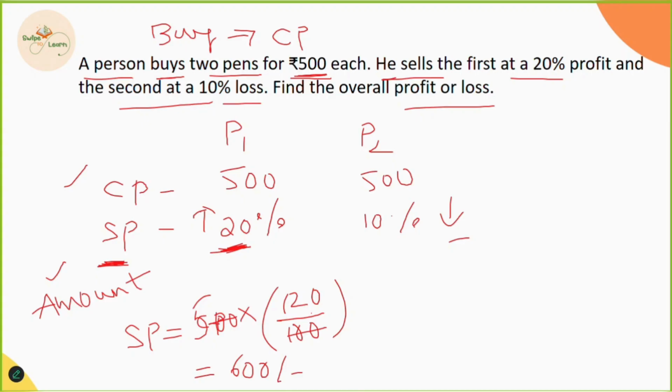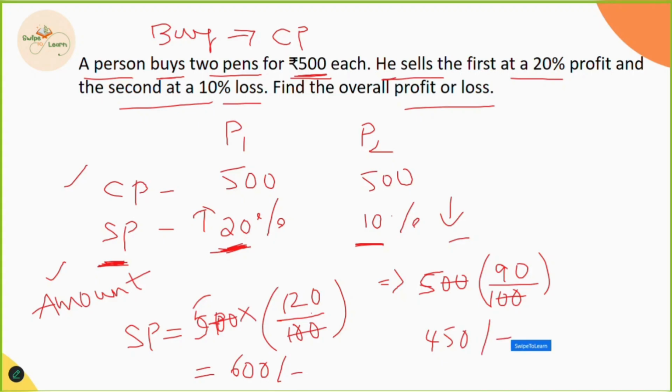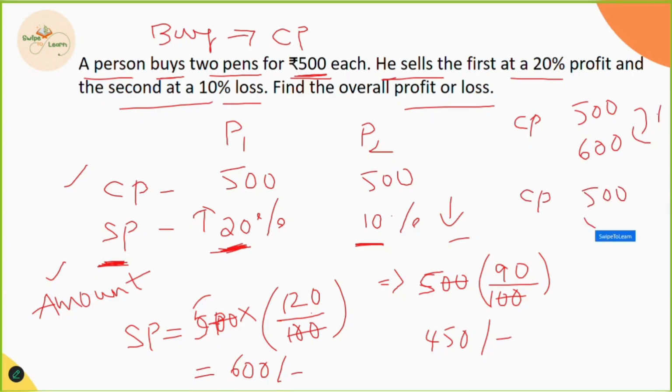Similarly for pen 2, SP is cost price, which is 500, and there is a loss, which means 100 minus 10, which is 90. 90 divided by 100. Two zeros get cancelled, and 5 9s are 45 and one 0. So the cost price for pen 1 is 500, which means I bought the pen for 500 rupees, but I am selling it at 600 rupees. That means there is a profit on this. And for pen 2, the cost price is 500, but I am selling it at 450. That means I have a loss.